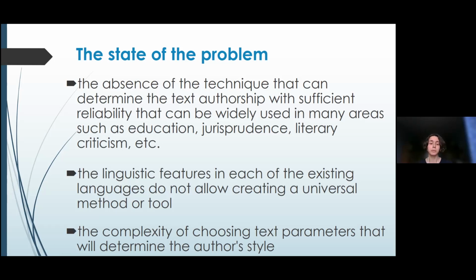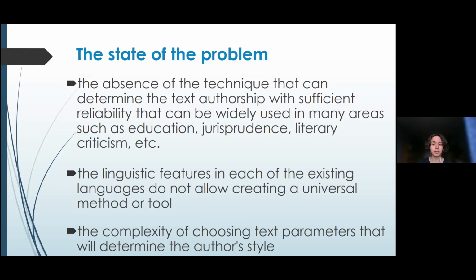The second problem is that the linguistic features of each of the existing languages do not allow creating a universal method or tool to determine authorship. We can't use already existing methods. We need to adapt them for our Ukrainian language. And from the second problem, we get the third one, that we have a great complexity of choosing text parameters that will determine the author style properly.